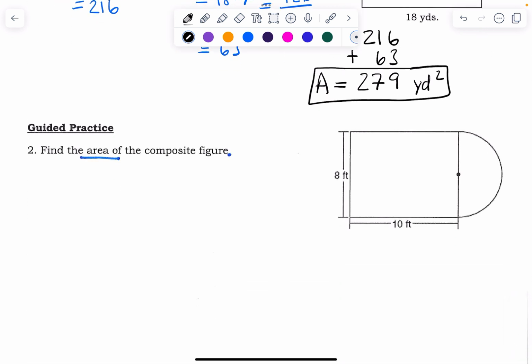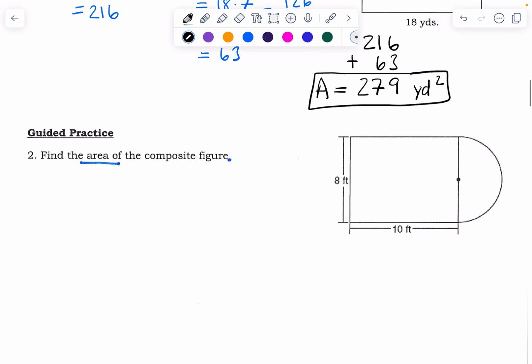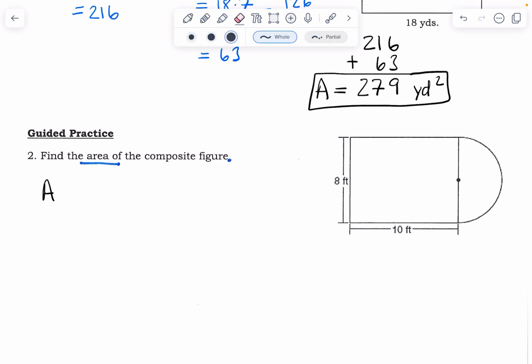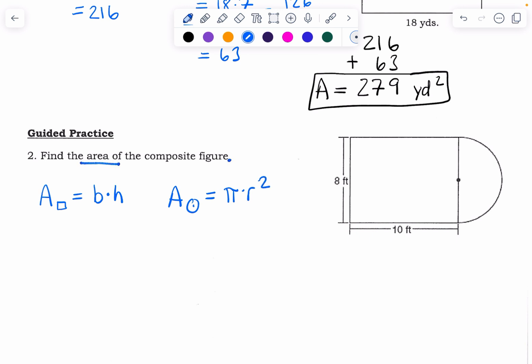Find the area of the composite figure. So I see a rectangle. So I need base times height. And I also see half of a circle, so I need my circle formula, which is pi times r squared. Okay, so regarding my rectangle, the base of the rectangle is 10 and the height is 8. So you have 10 times 8. 10 times 8 is 80.